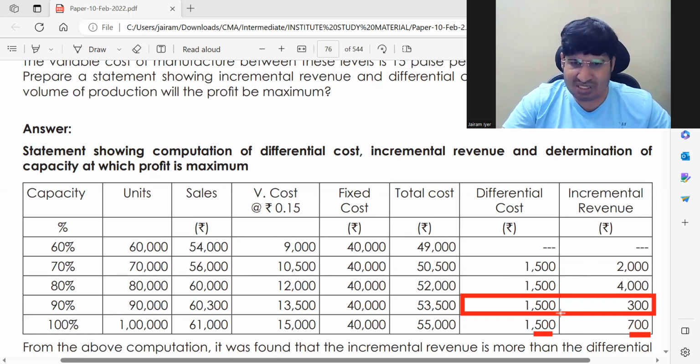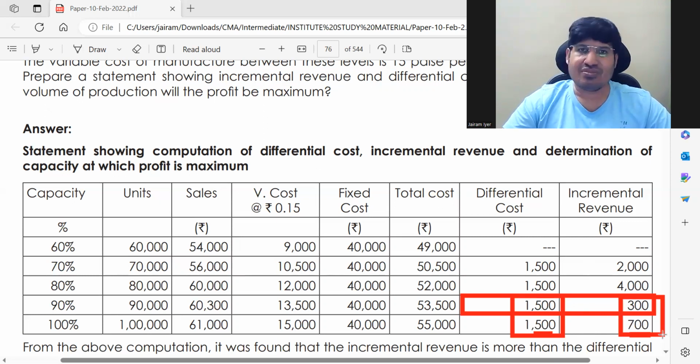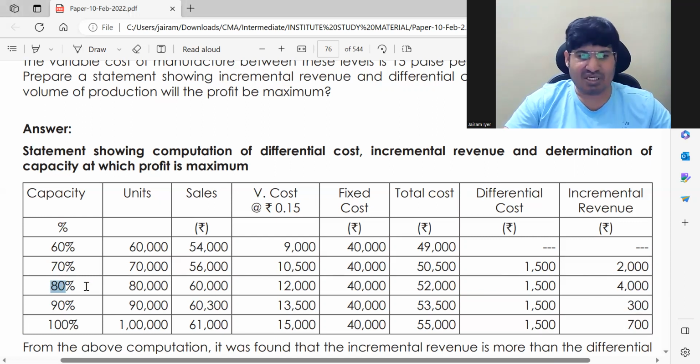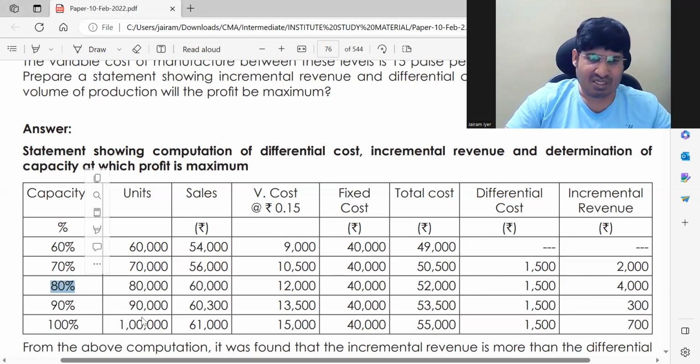What you are doing actually is, if in between you've got a line where revenue is less, but in the next line revenue has again become more, just add the two and compare the net. I hope you have understood this. So what should be our decision? We will produce only 80%. 80% is the best.